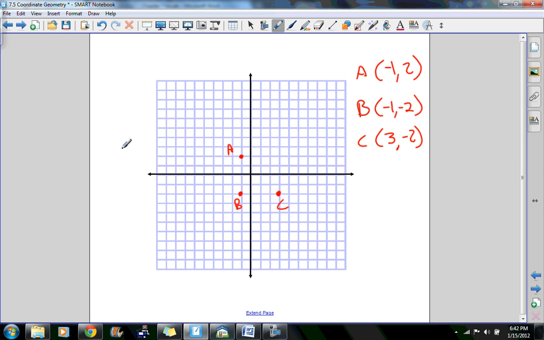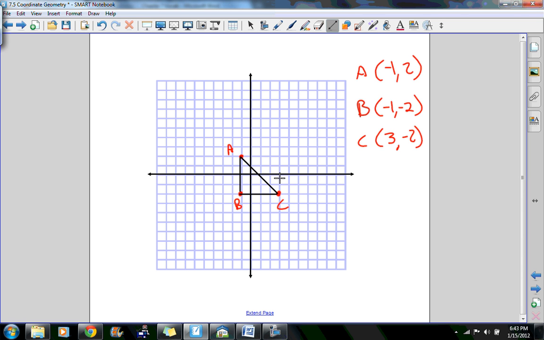So, a couple things we have here right away. We've got A, B, and C as points, and I've graphed them here. This is the point -1, 2. This is the point -1, -2. And this is the point 3, -2. It asks us to connect all of these points, so that's what I'll do here. Okay, so I connect them all. And it wants to know the midpoint of each of these.